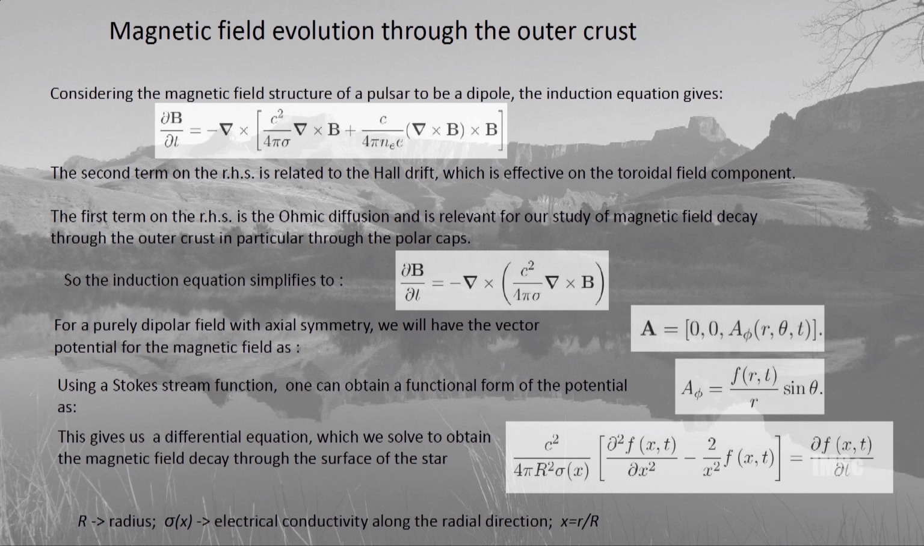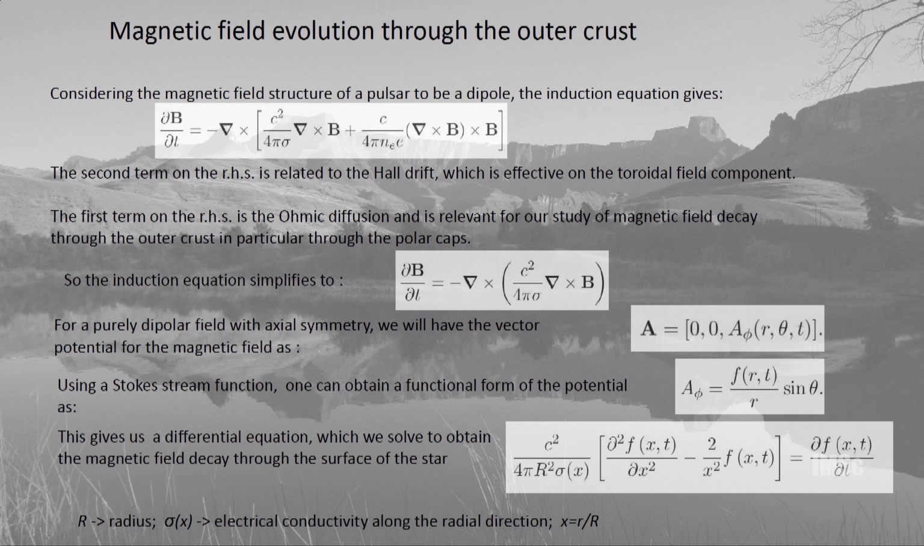Now, when we talk about the magnetic field through the crustal matter, our very old equation is the induction equation, which we get from Maxwell's equations, and this second term on the right hand side is because of the Hall drift, so it's like a drifting motion and it has a Hall current. But this is effective only on the toroidal magnetic field part, so it basically moves around. So this effect is not so relevant for us, because we want to see how the magnetic field decays through the crust. So the first term, the ohmic diffusion, is relevant for our study. Hence, this reduces to a simple form.